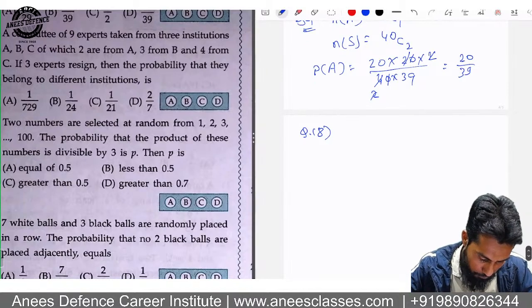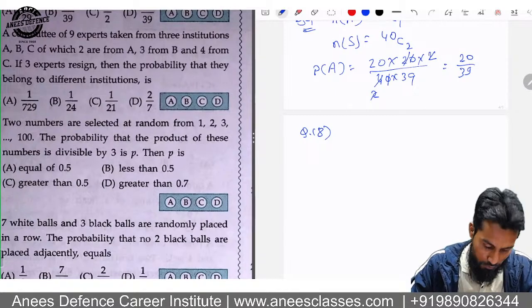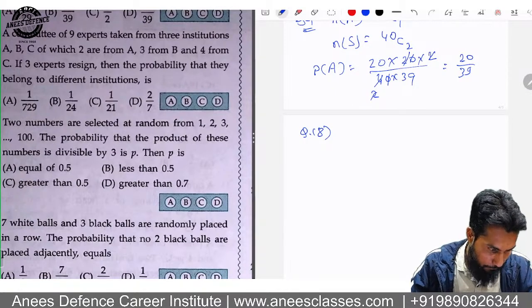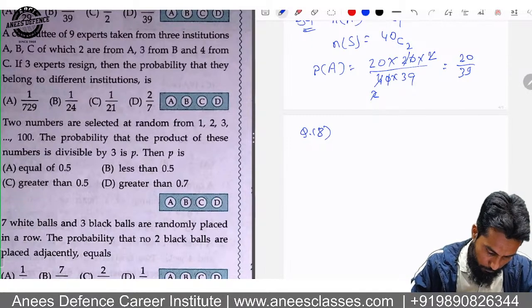So there are three different institutions, A, B, and C. Two are from A, three are from B, four are from C. So all those 3 should be from different institutions. Option D. Yeah, you are correct. Option D.